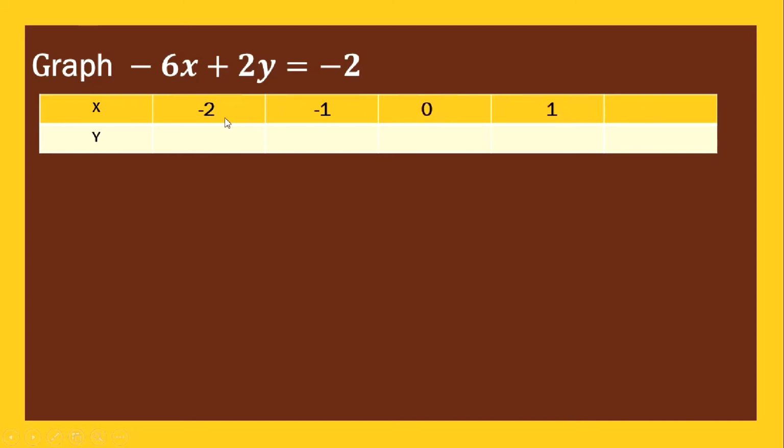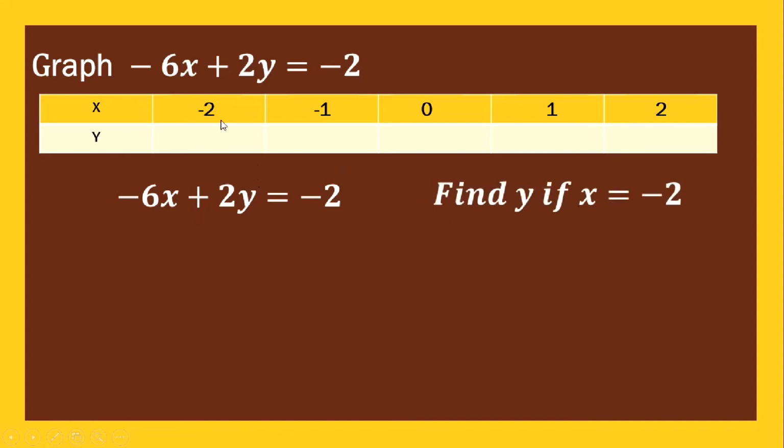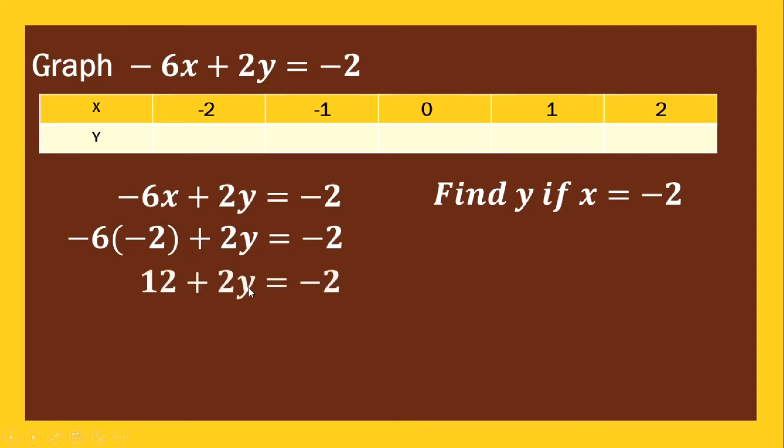So, I'll be using negative 2 to positive 2. Kalimitan, sinasama yung 0 para mas madali sa substitution. Now, next step natin is to find the values of y in corresponding values of x. So, again, we have this equation. Let us find y if x is negative 2. Substitute lang natin si negative 2 kay x. So, we have negative 6 times negative 2 plus 2y equals negative 2. So, negative 6 times negative 2 is 12, plus 2y equals negative 2.